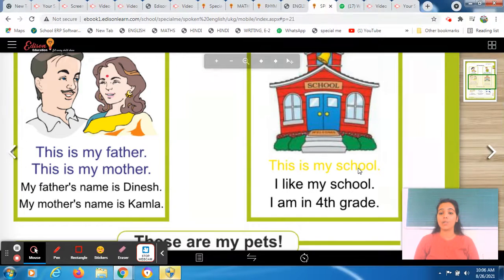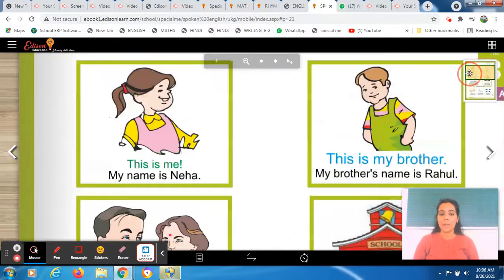Now, this is my school. I like my school. I am in fourth grade. So, in this way, you also have to practice giving your self introduction. How will you describe yourself? First of all, you will say, "This is me. My name is so and so." Whatever your name is, you have to say. Then you will say about your siblings, that this is my brother or sister who is there with you. Then you have to say, "My brother's name is so and so."